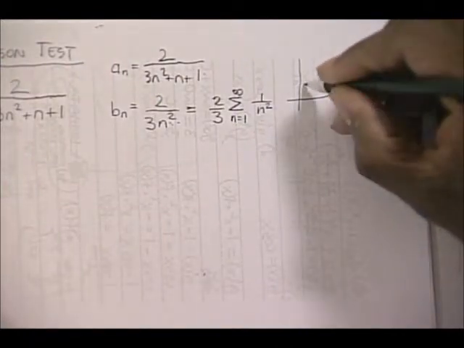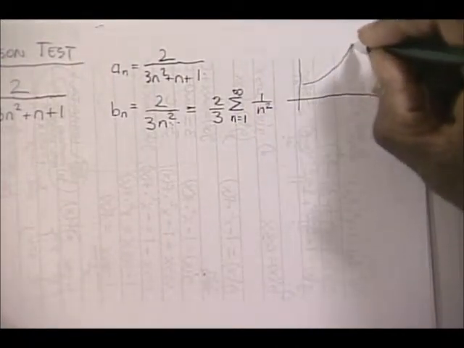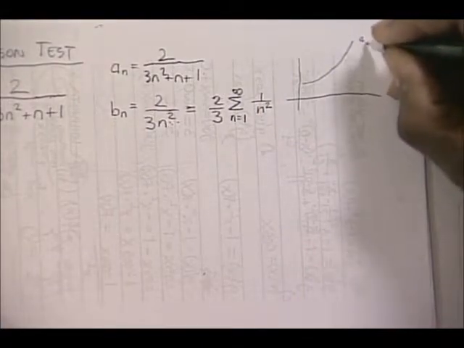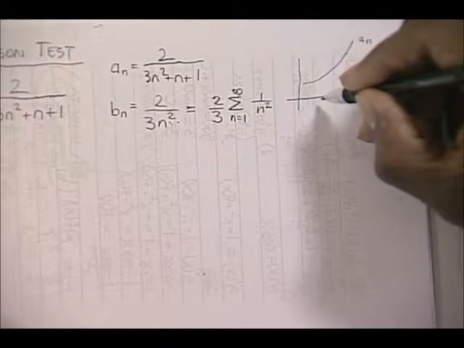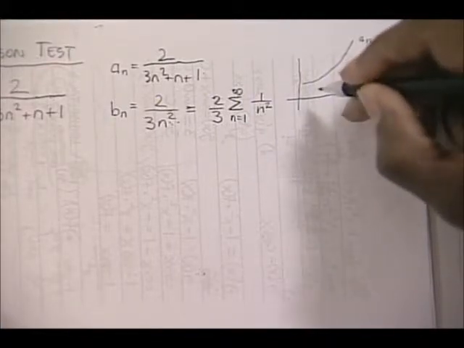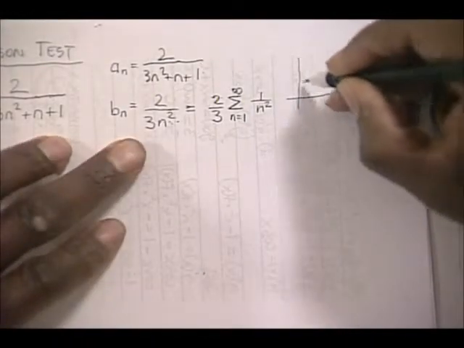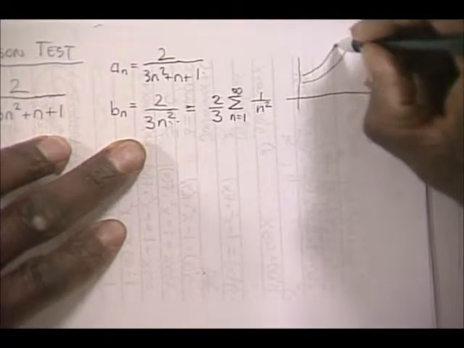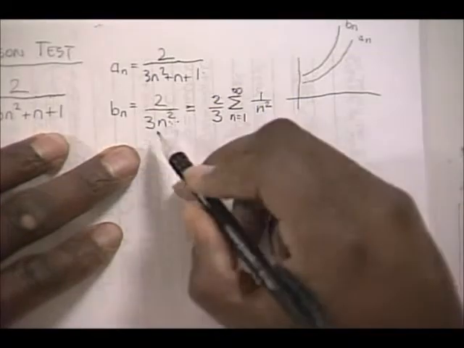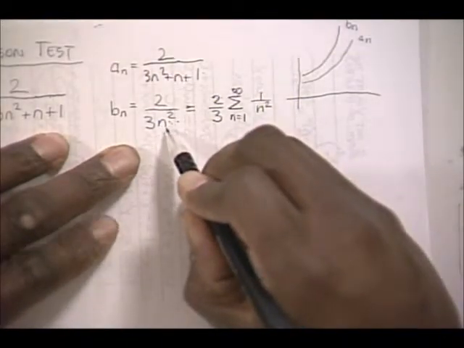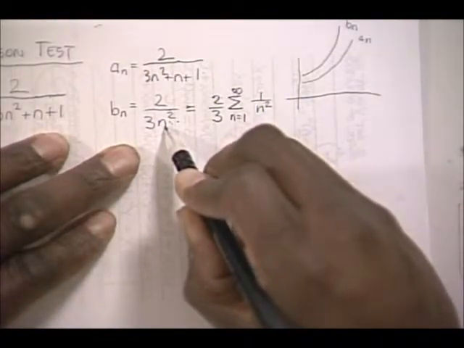That would make this overall fraction smaller. So you've got A sub n, which would be some series, and for every value of n, B sub n would actually be more. B sub n would actually be more at every value of n, again because this denominator is smaller.